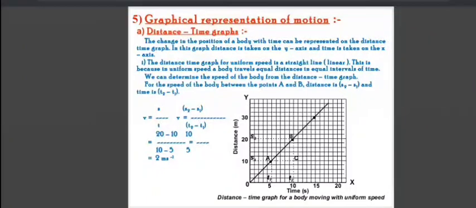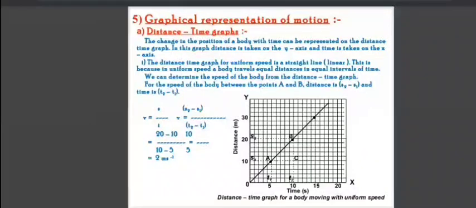From the graph, I am taking points A and B. At point B, the x coordinate is 10, the y coordinate is 20. At point A, the x coordinate is 5, the y coordinate is 10. So you will use the formula y2 minus y1 upon x2 minus x1. So I will get 20 minus 10 upon 10 minus 5. So that is 10 by 5, the answer is 2. You have to write the unit as well.